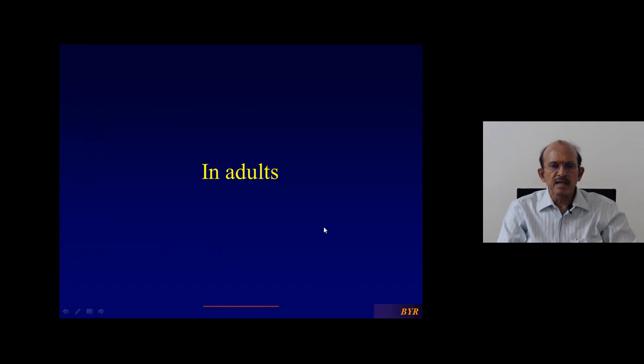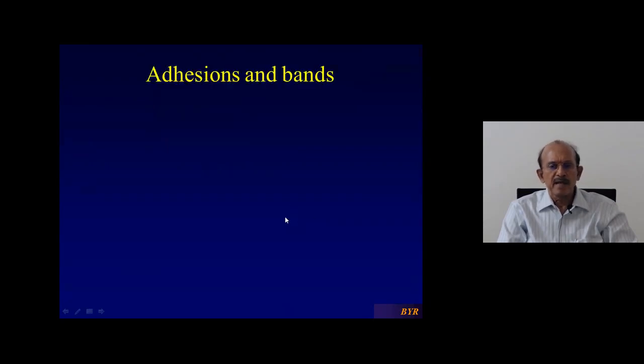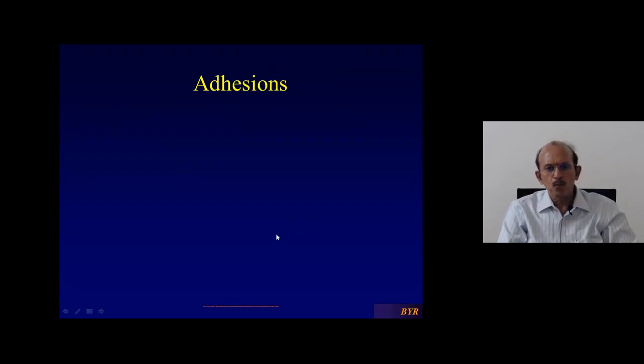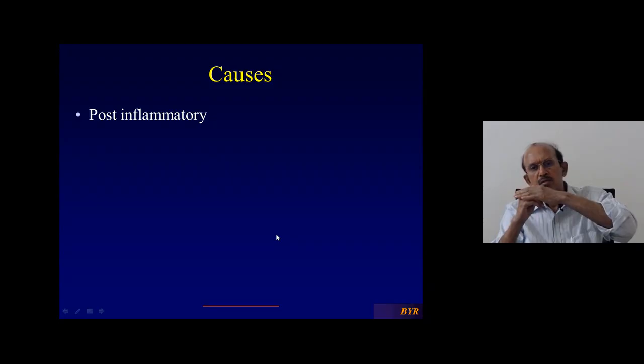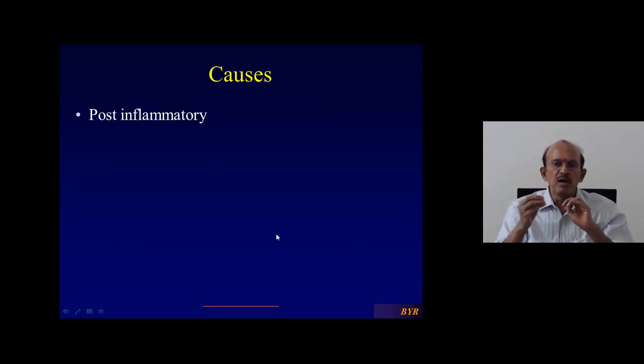Then intestinal obstruction in adults: adhesions and bands. This is the commonest cause of intestinal obstruction. Causes of adhesions. Adhesion means the bowel gets stuck to the abdominal wall, or bowel loops get adhered to one another through a medium of fibrous tissue. And this fibrous tissue which is adhering these bowel loops is called adhesions.